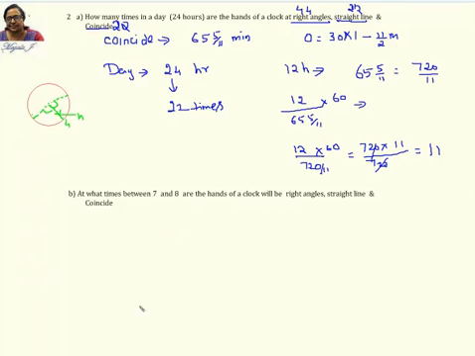Write the formula equal to 90 degrees. Good. So which one are you going to do first? We'll go for the right angles. When you have to find the right angle, the angle should be 90 degrees. Let me write the formula again: theta is equal to 30H minus 11 by 2 M, where M is minutes.